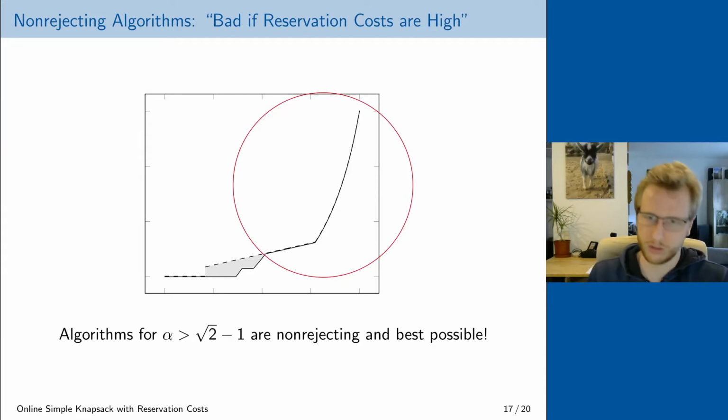Of course, you could also use a rejecting algorithm, but you do not have to get the best possible competitive ratio. And this was really surprising to us because of this intuition that I just told you, that we thought surely if you're unable to reject items, this should cost you something. And it really doesn't if you are beyond this point of around 0.41, this square root of two minus one.